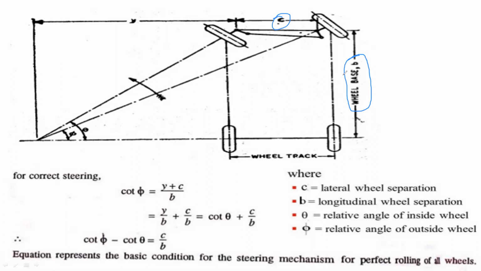Next, theta is the relative angle of the inside wheel. And next, phi is the angle made by the outside wheel, that is the relative angle of the outside wheel. And next, small a is the distance between the rear wheels. So these are the terms in perfect steering.